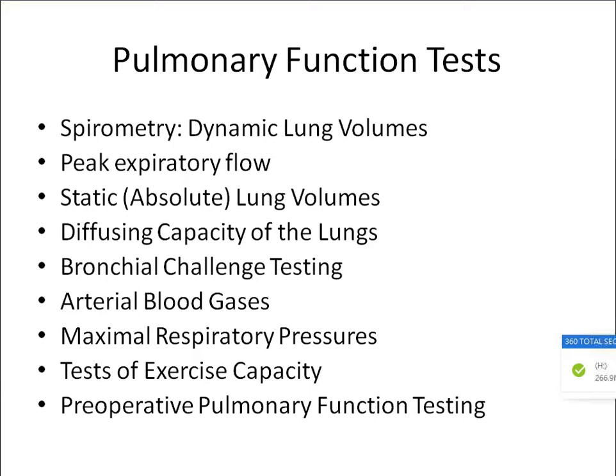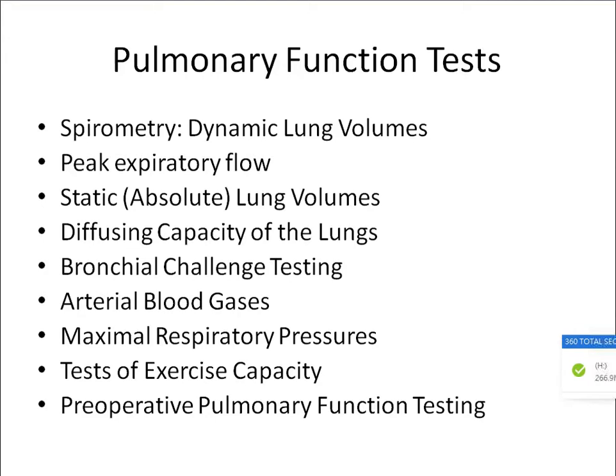Spirometry is the cornerstone of any pulmonary function test. So there are many pulmonary function tests. Based out of all the pulmonary function tests, spirometry is the cornerstone. Spirometry identifies the dynamic lung volumes. Dynamic lung volumes means FEV1, forced expiratory volume during the first second, forced vital capacity, peak expiratory flow rate. These are all dynamic lung volumes.